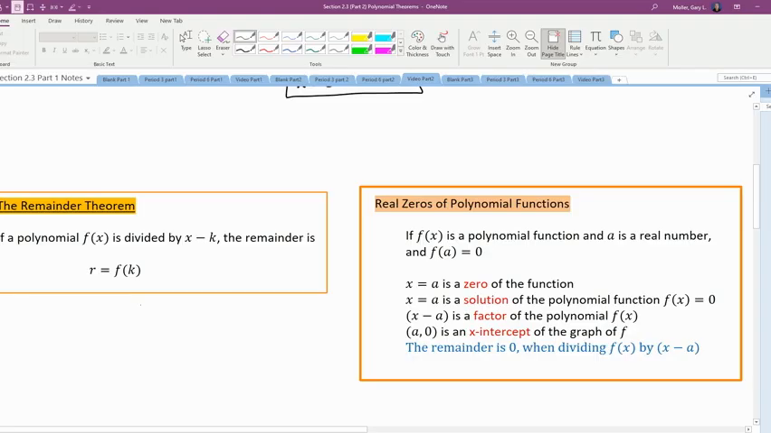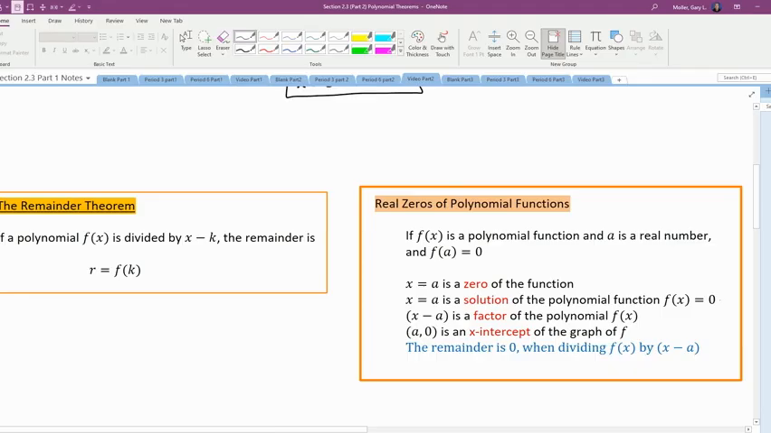All right. So I wanted to connect this back real quick to what we had previously looked at, all of this information about real zeros of polynomial functions. So let's cycle back to this one last time. You've got a function, f of x. It's a polynomial. a is some real number, and f of a is 0. So I plug in a, I get 0. What does that tell us? Well, it tells us a is a zero of the function, meaning when I plug in that number, I get a 0 as an answer. x equals a is a solution to the polynomial function.